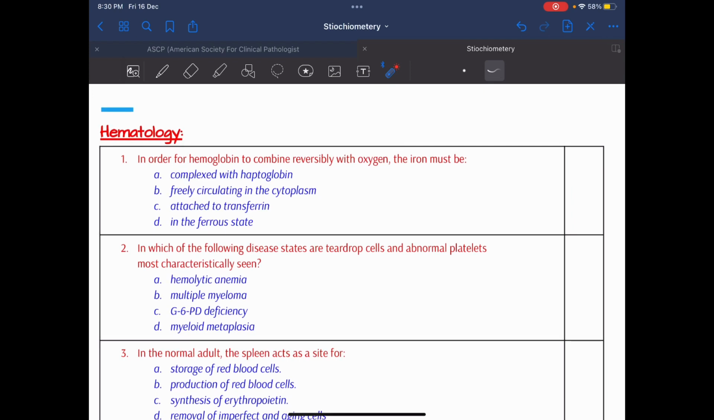Question number 1. In order for hemoglobin to combine reversibly with oxygen, the iron must be complexed with haptoglobin, freely circulating in cytoplasm, or attached to transferrin in the ferrous state. So, in order for hemoglobin to combine reversibly with oxygen, it should be in the ferrous state. So, the correct answer is D.